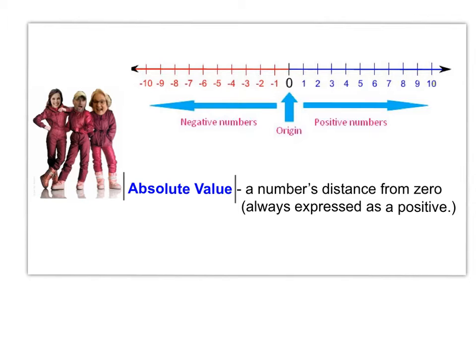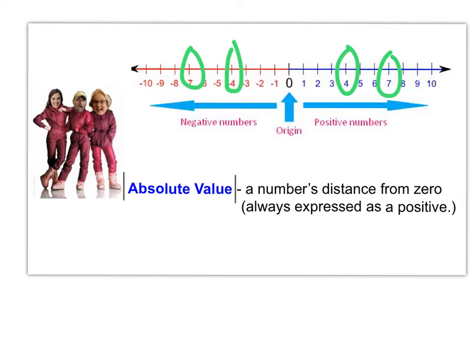The opposite of -4 is +4. That means they're the same distance from 0, but they're on the opposite side. So -4 is 4 left of 0, +4 is 4 right of 0. The opposite of +7 is -7.